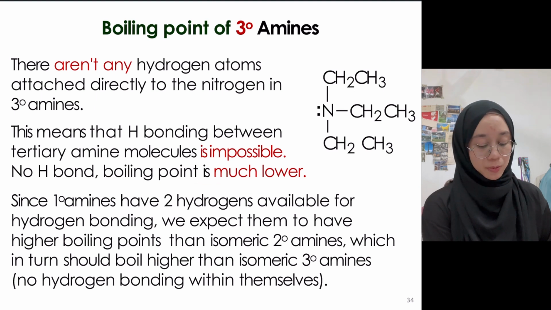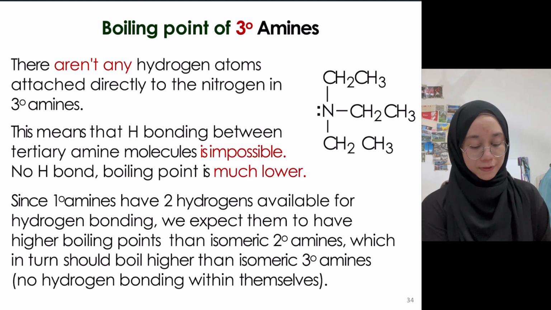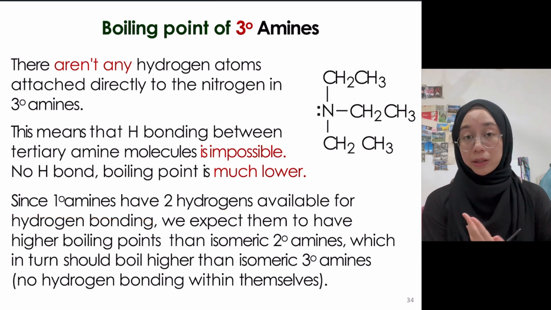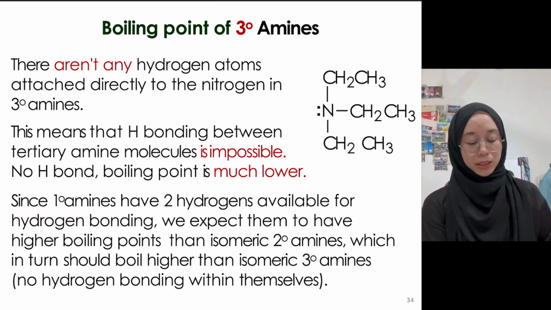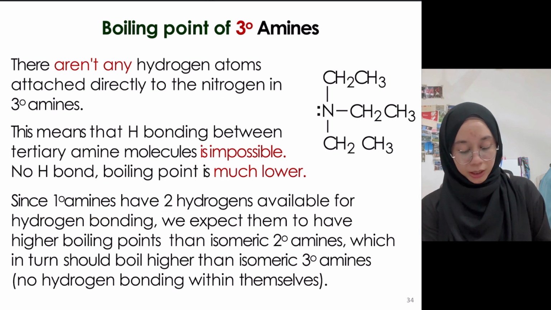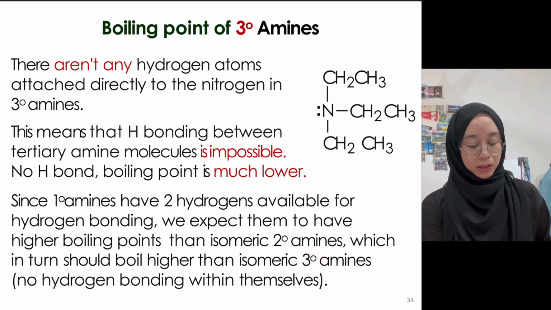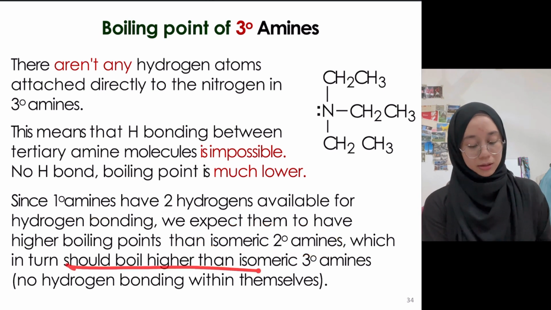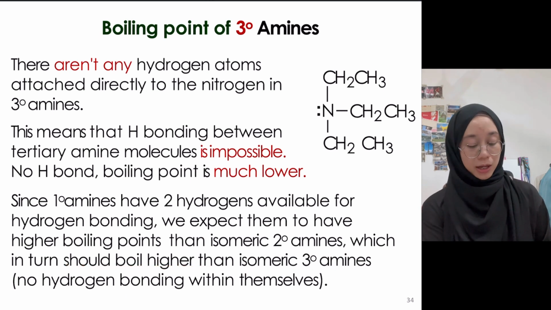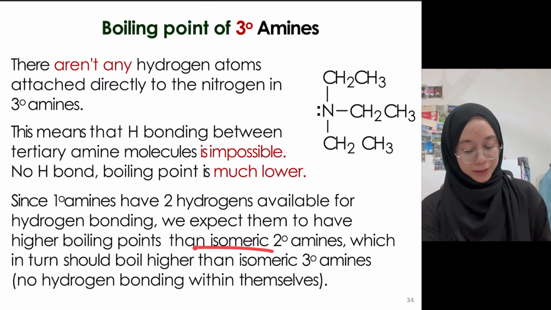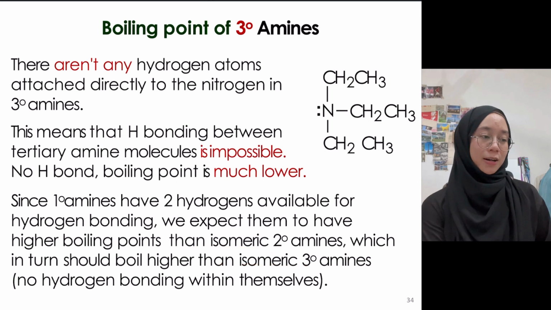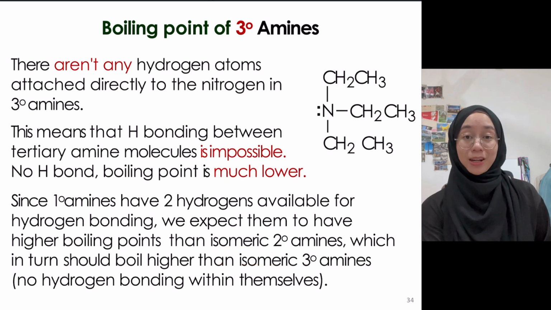Okay, so since primary amine have 2 hydrogens available for the hydrogen bonding, so we expect them to have a higher boiling point compared to a secondary. Okay, which in turn should meanwhile secondary amine pula, which should be higher than isomeric 3 amines pula. So kenapa dia mention about perkataan isomeric ni? Isomeric ni bermaksud amines with the same number of carbon.